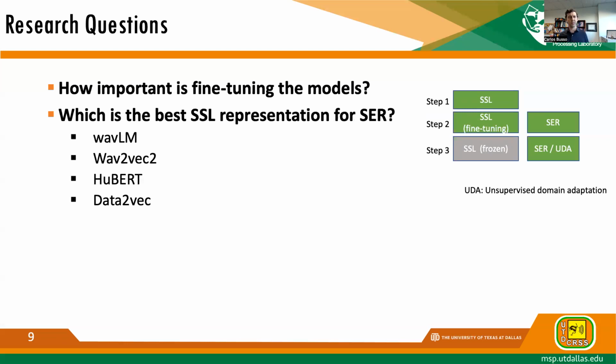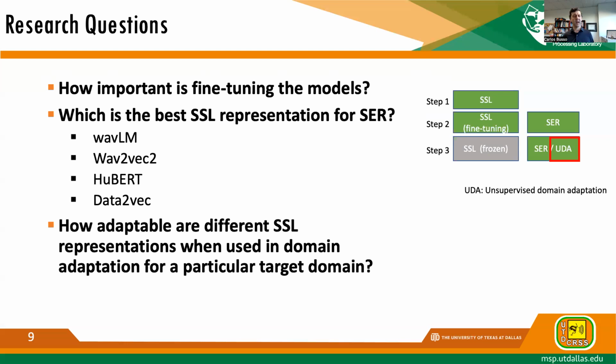Second, we will be looking at, within all these representations that have been provided, which ones are more effective for speech emotion recognition. So that's the second question that we have. And third is how adaptable are these self-supervised models when used in a different target domain? Here we try to see whether domain adaptation is particularly effective for this task. So we will build the models in one domain and test them in a different one.